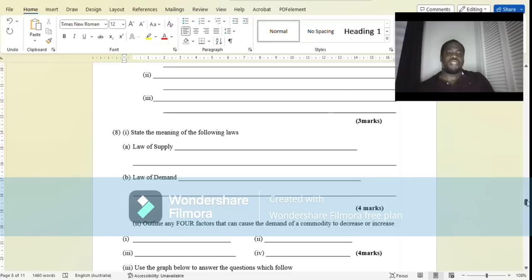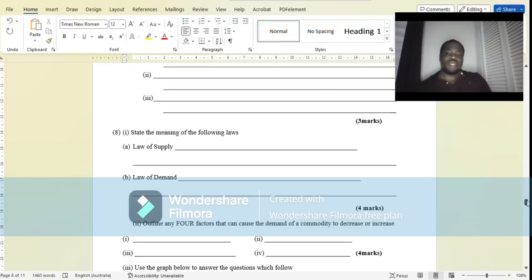Now, when we talk about this aspect, it says state the meaning of the following laws. And as I said, we're doing just a quick review before we get into the exam. We said the law of supply. We know supply is the quantity of produce made available at a particular point in time. And so the law of supply states that once you have a higher price, it will increase the quantity supplied. Demand is the amount of a commodity that persons are willing to buy at a particular price at a particular point in time. And the law of demand states that once you have an increase in the price, it will have a negative impact on the quantity demanded.